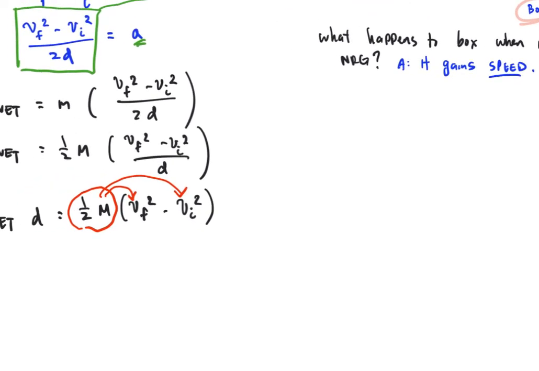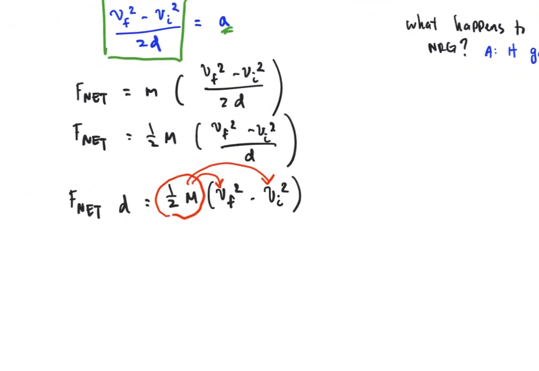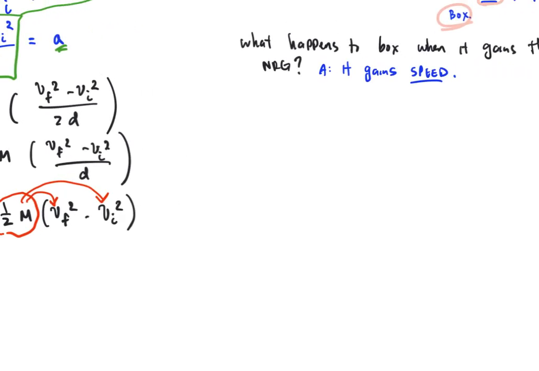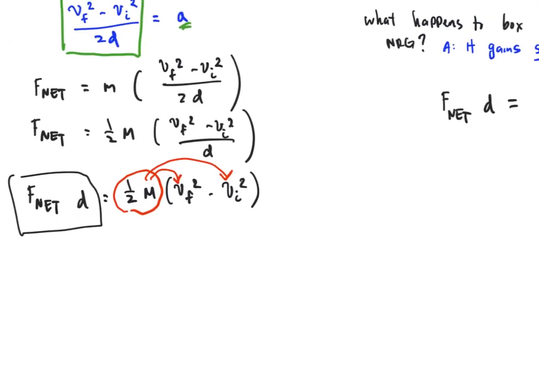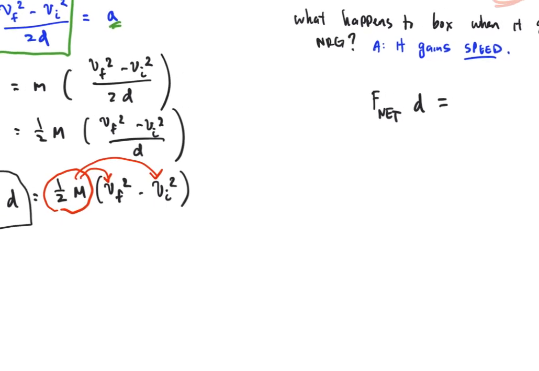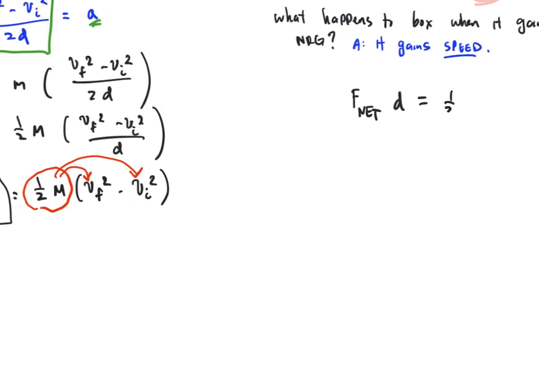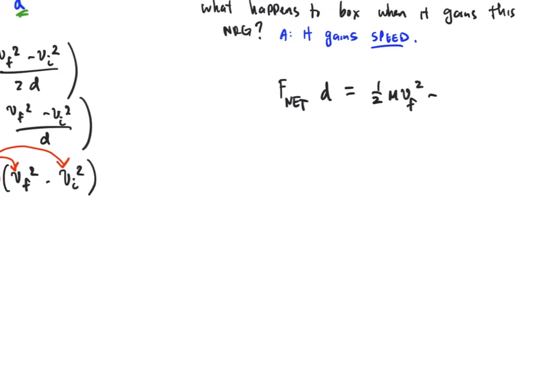I'm going to put it here so we can refer to it. What is this going to turn into? It's going to turn into F net times d equals, right, that was this side of the equation, equals 1/2, now I'm going to distribute the 1/2 m, that's going to turn into 1/2 m v final squared minus, distribute it to the second term, 1/2 m v initial squared.